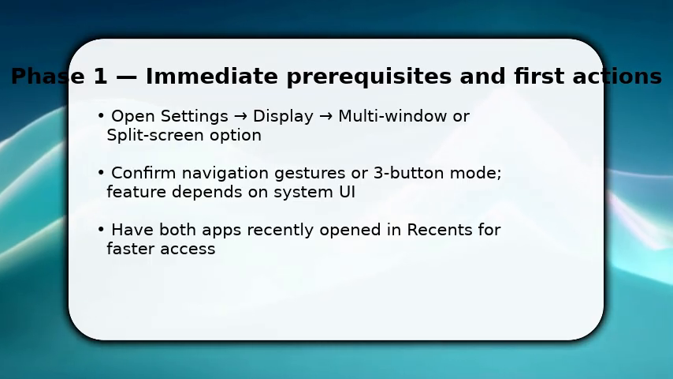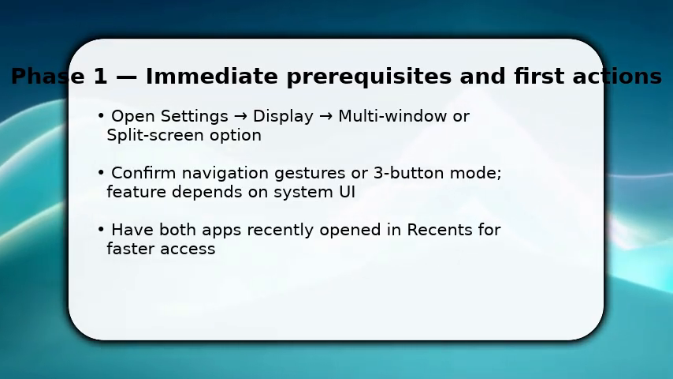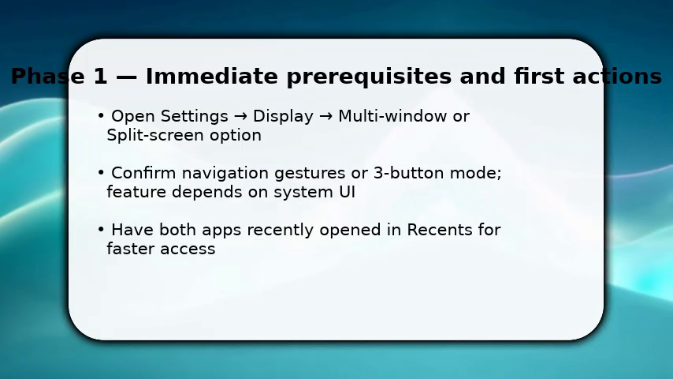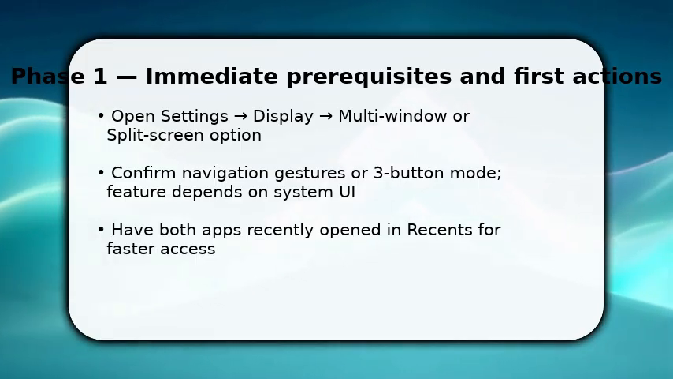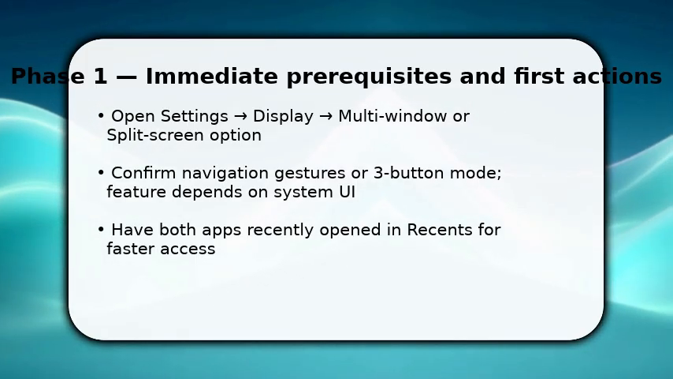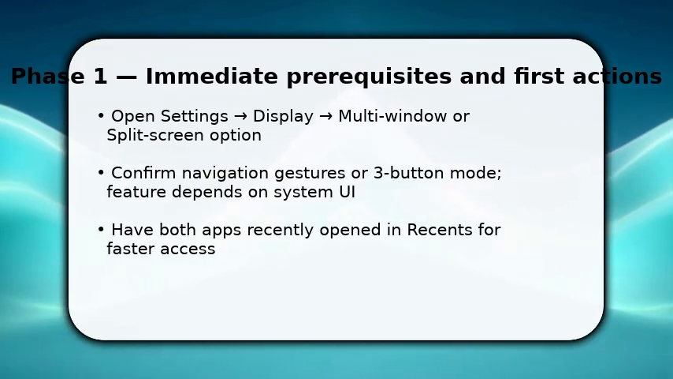Once done, open both apps you want to use so they appear in Recents. You do this now to prevent the phone from closing one app when the split starts and to speed the transition into the next actionable step.